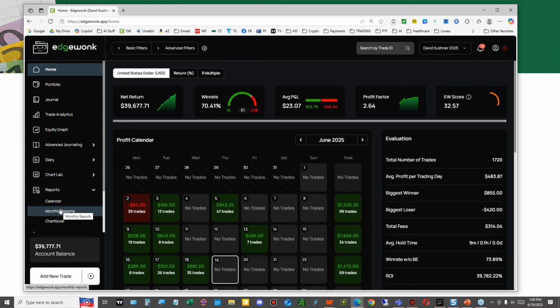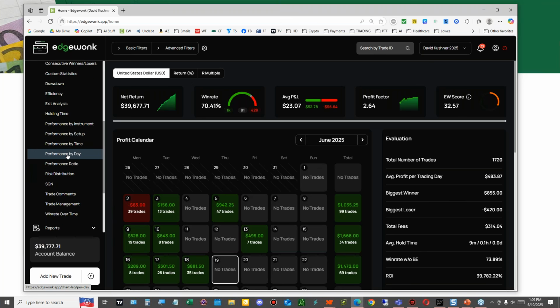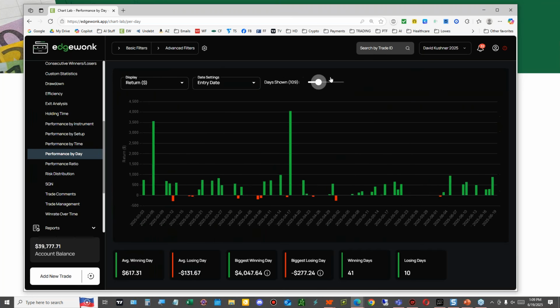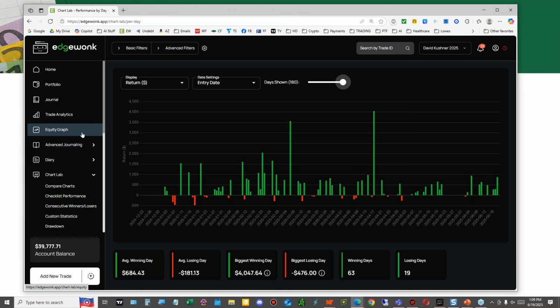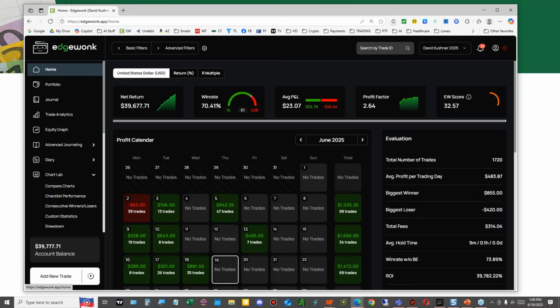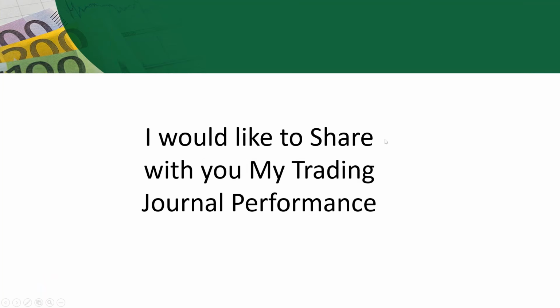So if I pull up my performance by day, over the last 6 months, you can see that we've had some really great days, and we've had a few losing days, and our losing days are pretty much under $500 a day. So I'm often asked, why don't you trade on those days? And I'd say, because the markets are choppy, they're not trending, and these are the days that you lose money.